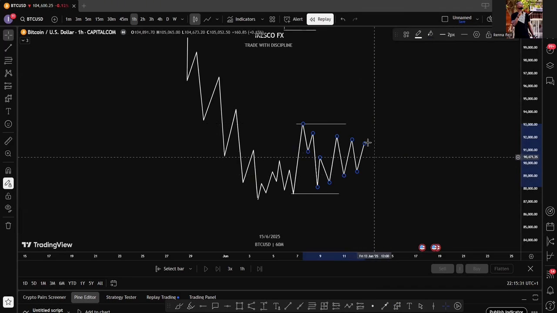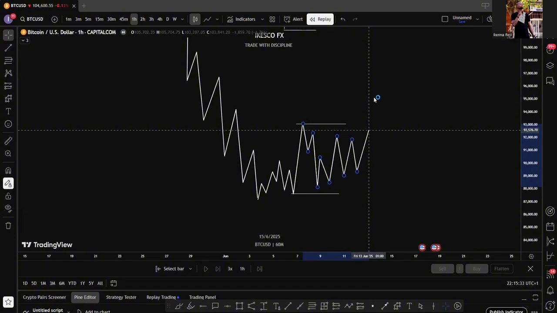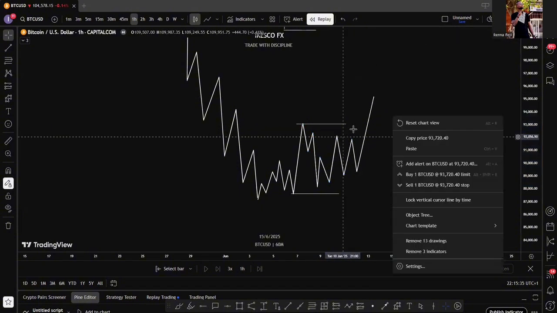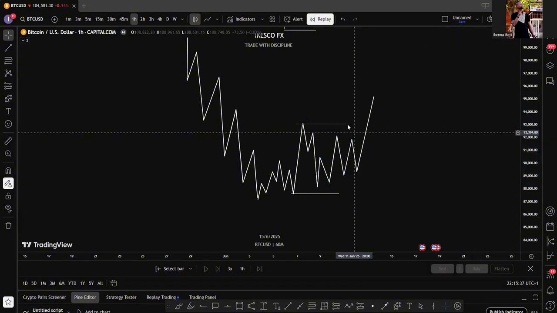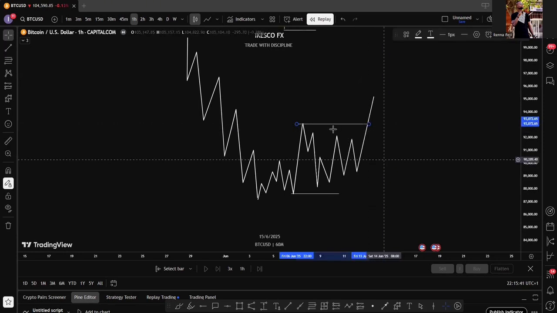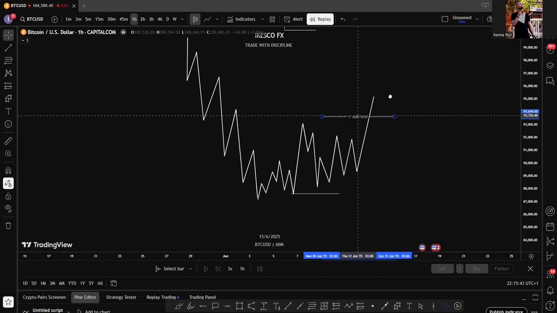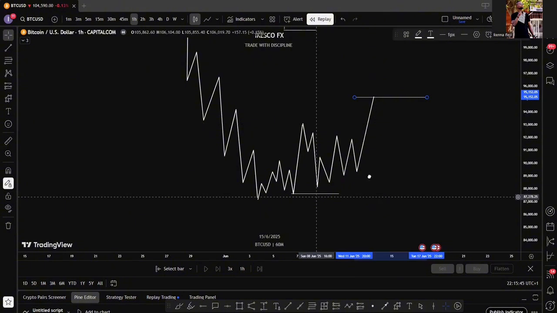So when the market finally does something like this, now it has given us a new high. Now this is our new high, and this is our new low.